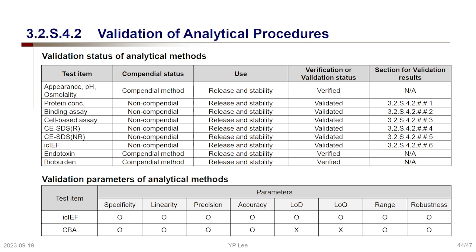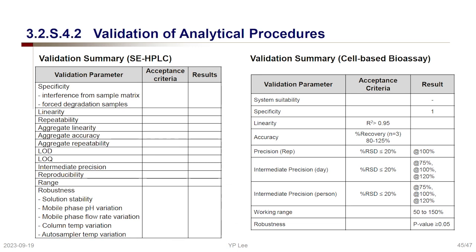Then the use or the intention, the purpose of this procedure. And the next column shows verification or validation status. And the section for validation results. So here, the subsection is referenced here. And the table below it shows the validation parameters for each individual test item or analytical procedure. And for the validation of each analytical procedure, the summary should be provided like this table.